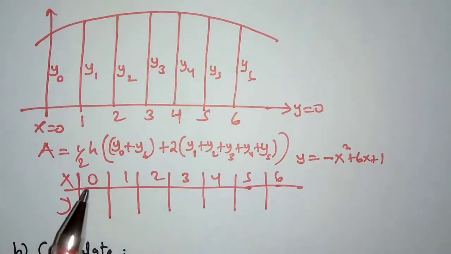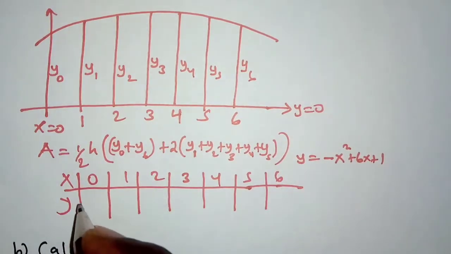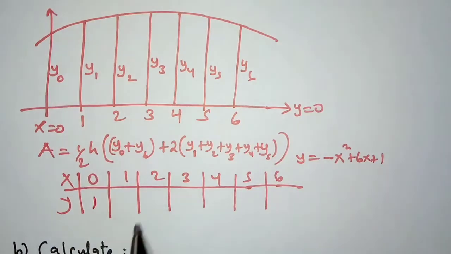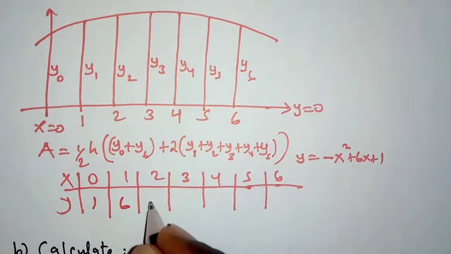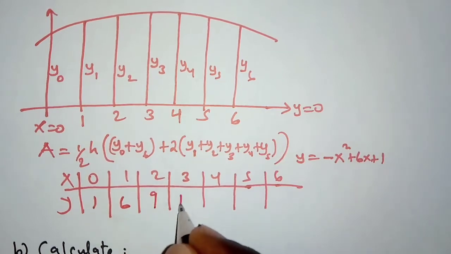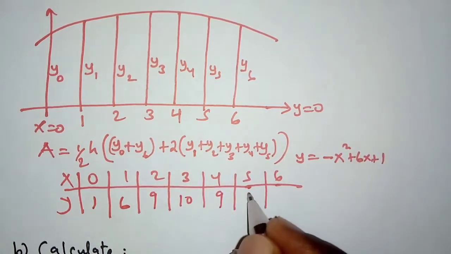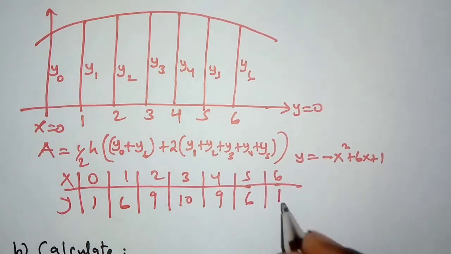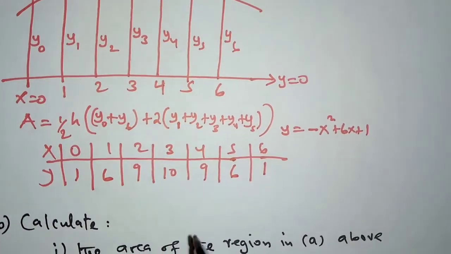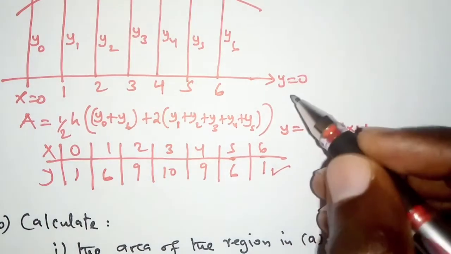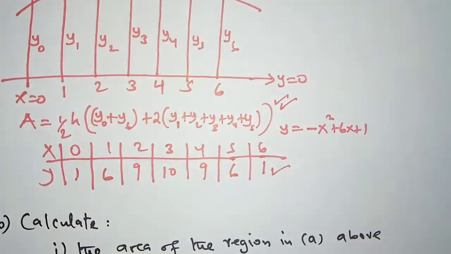So the value of y when x is 0, when we substitute, we get 1. When x is 1, we get 6. Here we get 9, here 10, here 9, here 6, and here 1. So that is when you do your substitutions correctly. Now we are going to substitute these values in the trapezium rule.